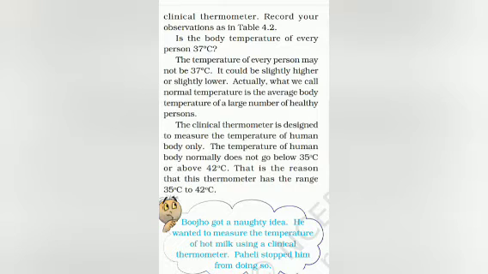Actually, what we call normal temperature is the average body temperature of a large number of healthy persons. It is the average temperature. जो round about जितने healthy लोग होंगे ना उनमें near about 37 degree Celsius is a normal one.